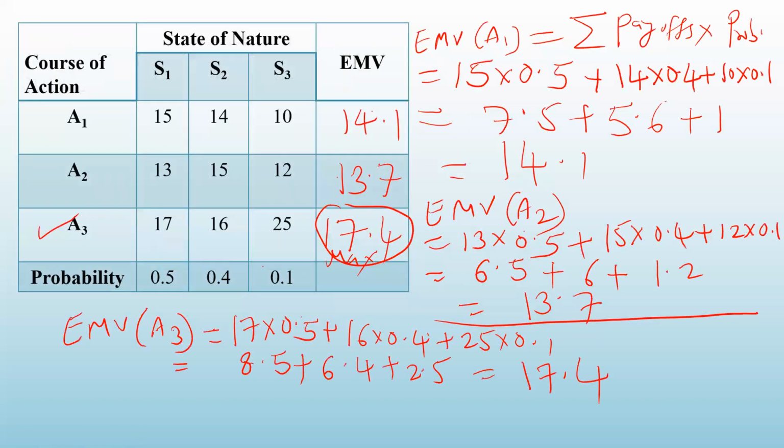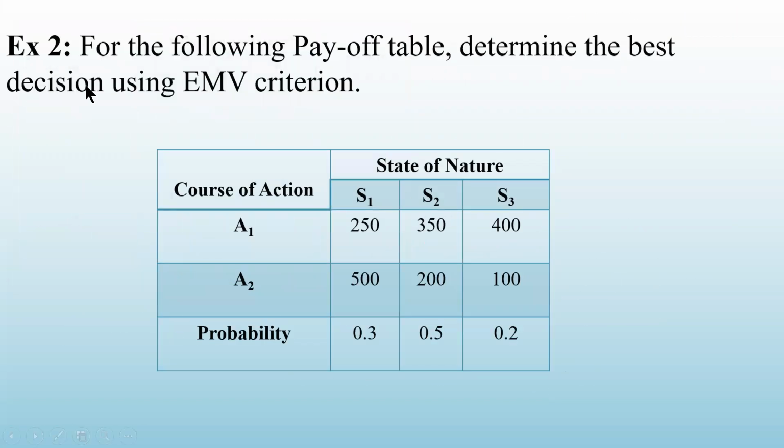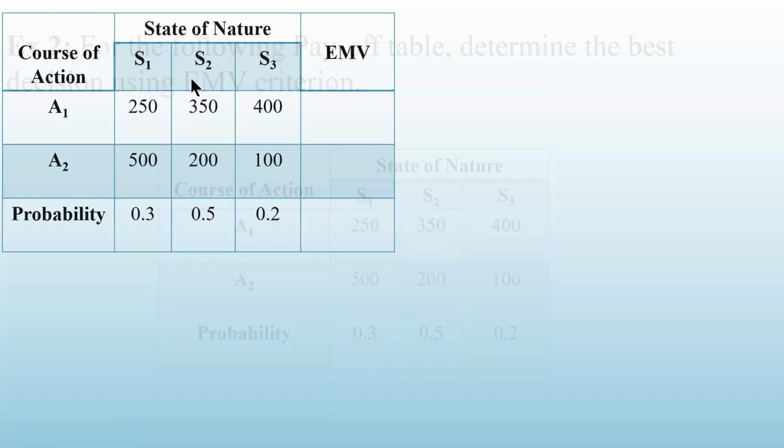So one more problem we will take. Look at this. For the following payoff table, determine the best course of action or best decision by using EMV criteria. So make this table. I have already written here. So write down this table.